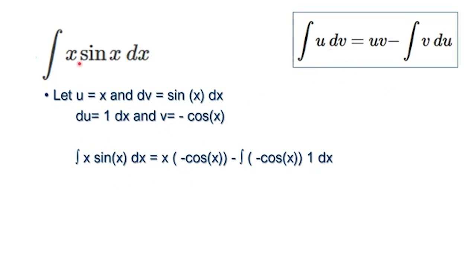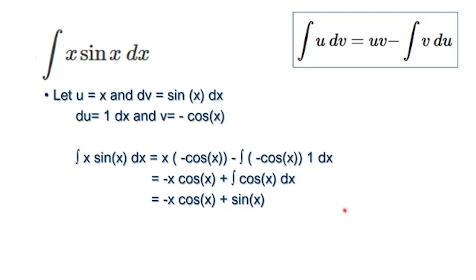So, comparing these two, we have u as our x and sine of x as our dv. So we can substitute back in uv, or x times negative cosine of x, minus the integral of v, negative cosine of x, times 1 dx. We can simplify this by combining our negatives and grouping terms together to have negative x cosine of x plus the integral of cosine of x dx.